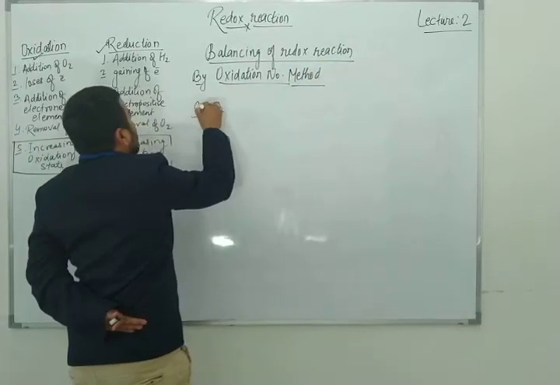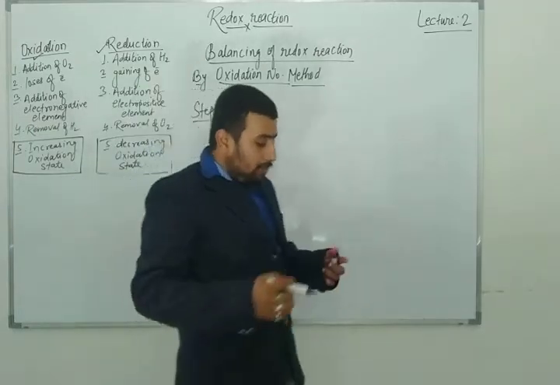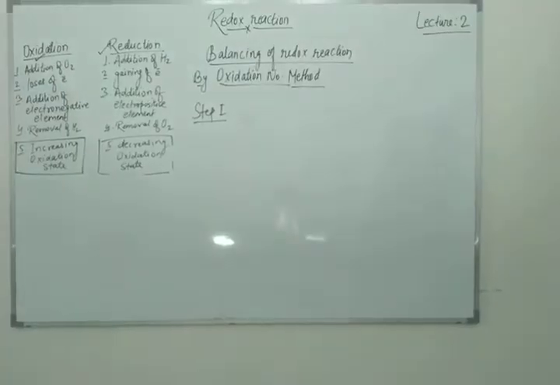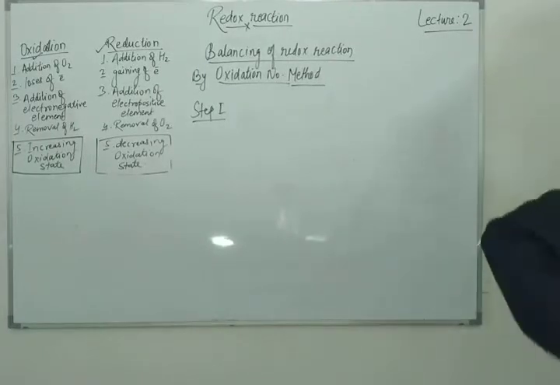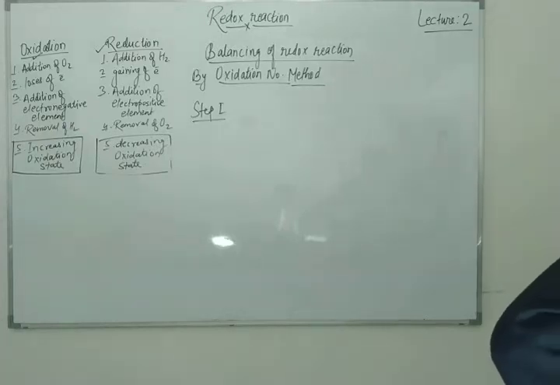If I talk about step number 1, what is step number 1? If anybody asks you how you will balance: if there is an unbalanced ionic equation, meaning a skeletal ionic equation, then remember, dear students, first of all write the net ionic equation for the reaction of potassium dichromate with sodium sulfite in an acid solution to give chromium 3+ ion and the sulfate ion.